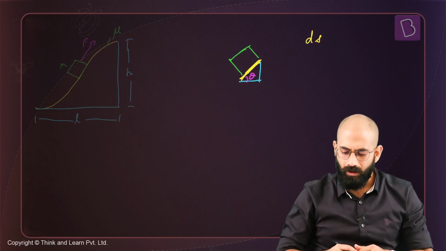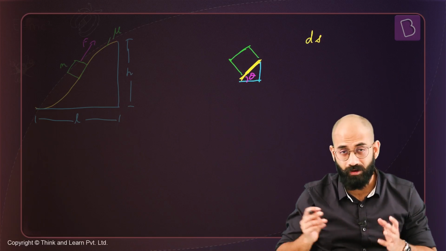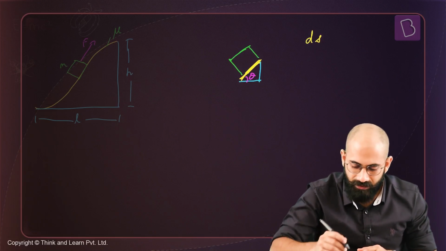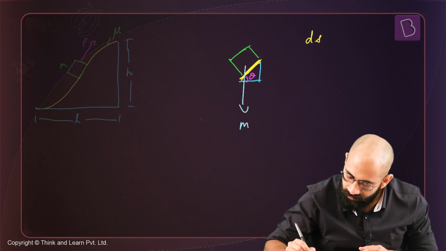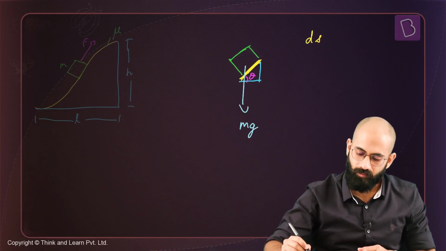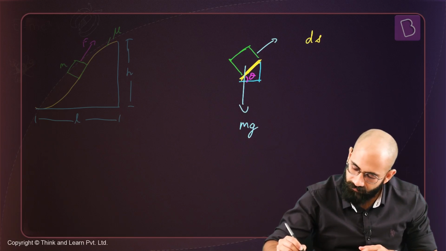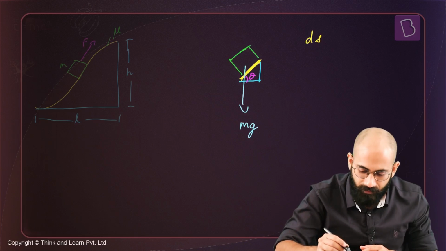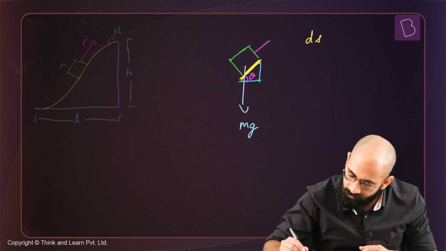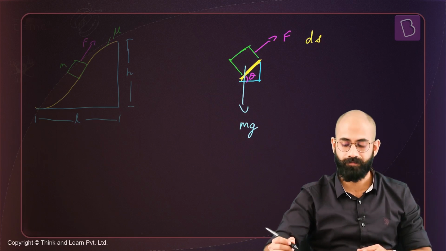Okay, cool. Now let's draw all the forces acting on it. First is obviously going to be gravity. In this direction, let's call it mg. In this direction, we have the force itself that's pulling it, that's F. So, for uniformity, I'm going to use the same color. So, F in this direction.